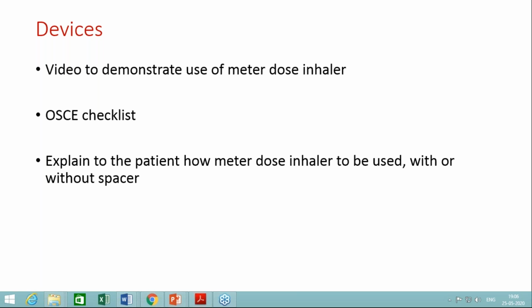So can we add that element into the checklist itself? Yes, Dr. Nirmala, can we add that element to the checklist?